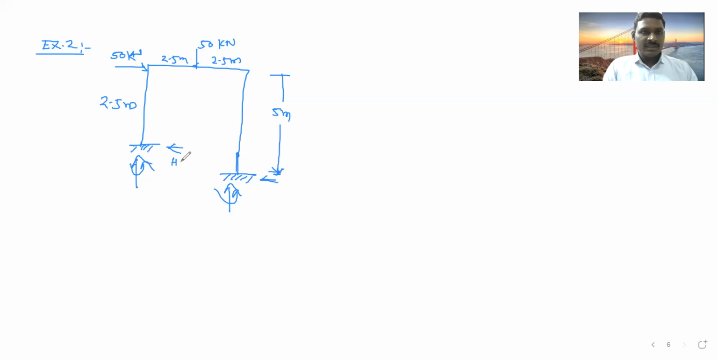It means this is A, B, C, and D. So this is VA, this is VD, and this is MD, and this is MA. Okay, so these will be your reactions. So 3 at point A and 3 at point D. So there will be 6 reactions.